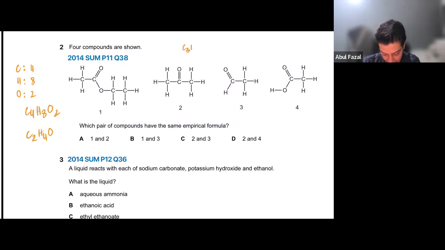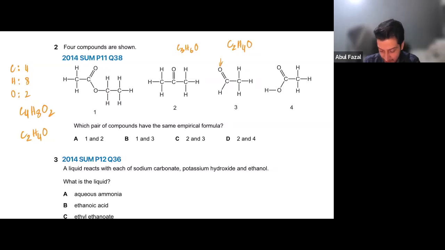It's C3H6O. This can be simplified. C2H4O. That can be simplified. So essentially, one oxygen is telling you it can be simplified, so it's a big help. This one is C2H4O2, which is CH2O. Right? So which one is the same?